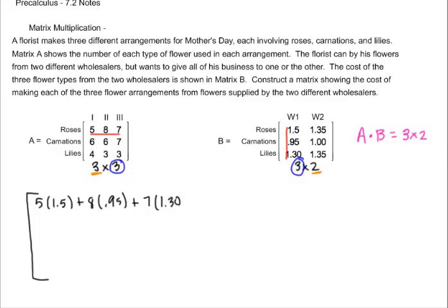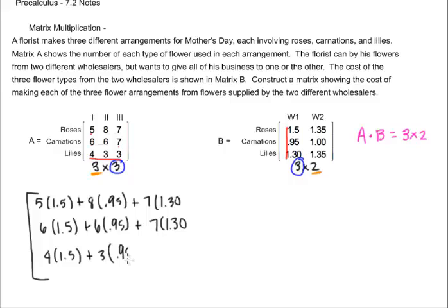And then you go to the second row, first column. So now we're going to take this guy right here off. Okay, he's gone, and now we're going to look at the second row, first column. And we're going to multiply in the same order. So 6 times 1.5, plus 6 times 0.95, plus 7 times 1.3. And then we're going to look at the third row, first column. And again, it's the same pattern. So it's going to be 4 times 1.5 plus 3 times 0.95 plus 3 times 1.3.